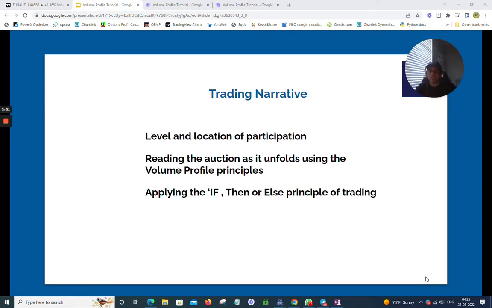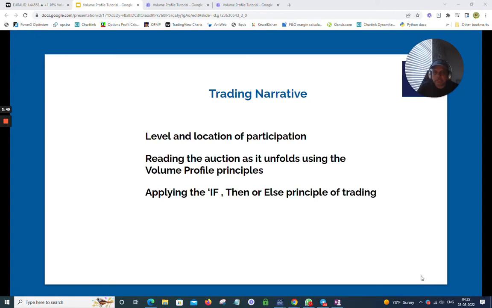Once you understand this, you can apply the if-then-else principle of trading, and use that theory to take trades. So if I see the price moving out of the value area, I will think that it is going to trend. If it is staying within the area and moving within the range, then I'll understand that the price is consolidating. So this is the trading narrative that the volume profile can help you understand.